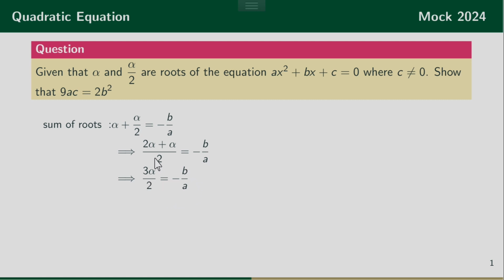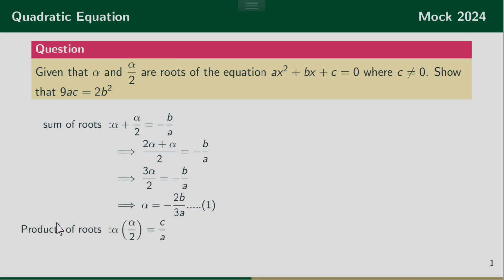Now at this point, I will need to make alpha the subject because what I have been asked to deduce does not have alpha. So if I make alpha the subject, then I can have the chance to substitute it in another equation in order to eliminate alpha. So to make alpha the subject here, I need to multiply both sides by 2 to cancel out with this 2 on the left hand side, and divide both sides by 3 to cancel out this 3 on the left hand side. So doing it, I'll be having alpha is equal to negative 2b divided by 3a. Now let me call this equation 1.